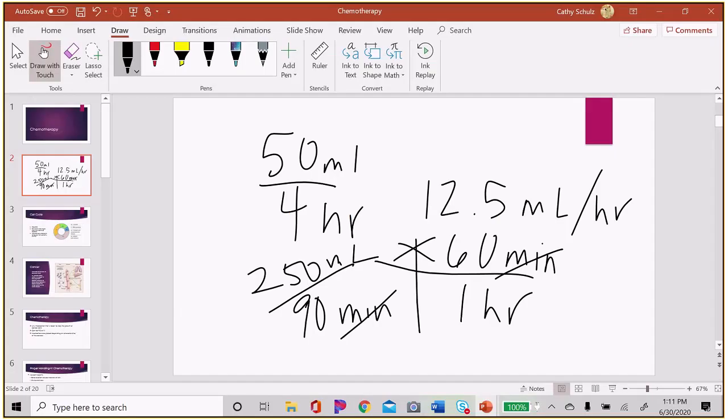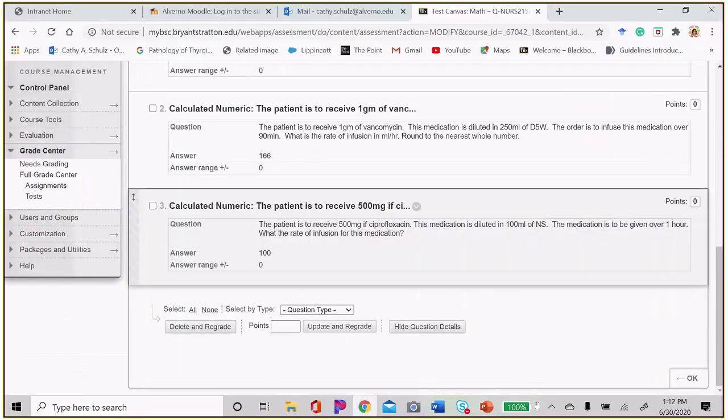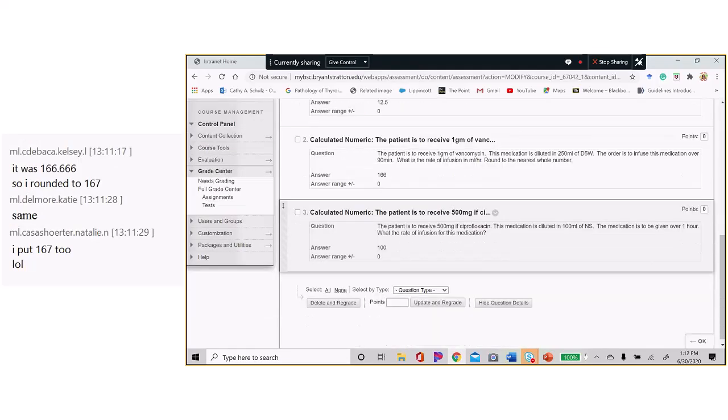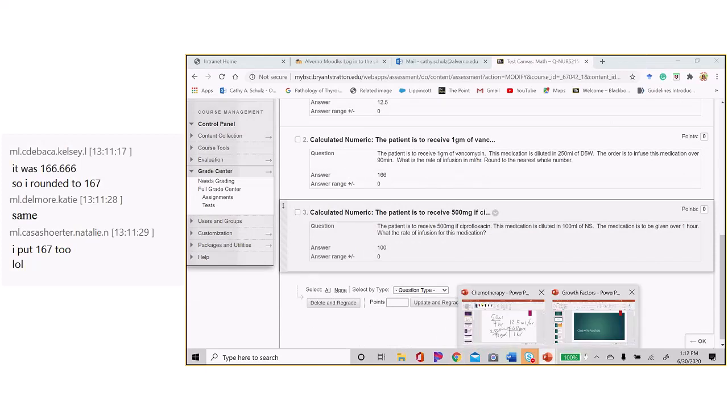What threw me off is that you didn't put milliliters per hour in there. Oh, I didn't. So I said maybe it's 1 to 1, maybe it's 100 milliliters for every 1 hour. Well, it would still be 100 milliliters an hour then. Yeah, that's why I put 100. Okay, you're good. It still worked. So the answers were 12.5, 167, and 100.